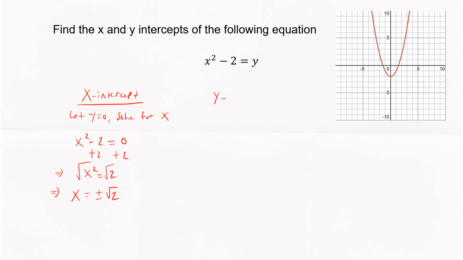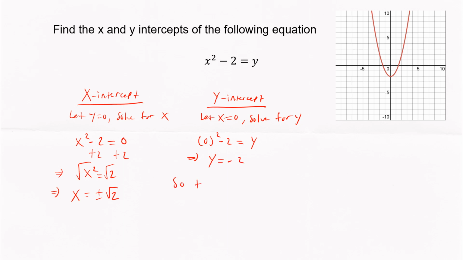Now, do the y-intercept. For the y-intercept, we let x equal 0 and solve for y. So here we would have 0 squared minus 2 equals y, which tells us that 0 squared is 0, minus 2 is negative 2, so y would be negative 2.